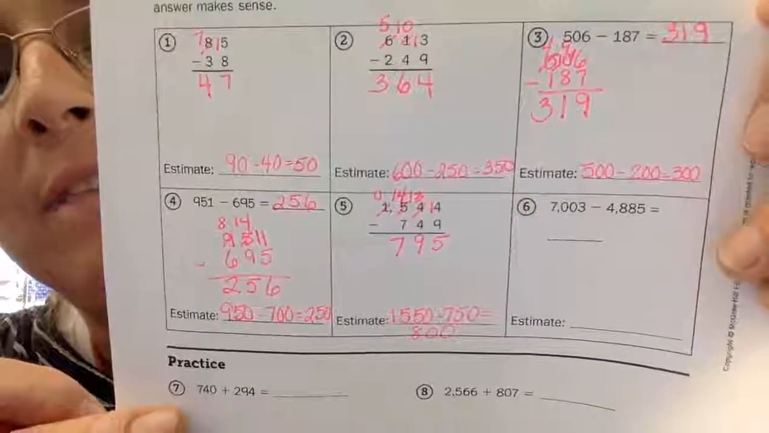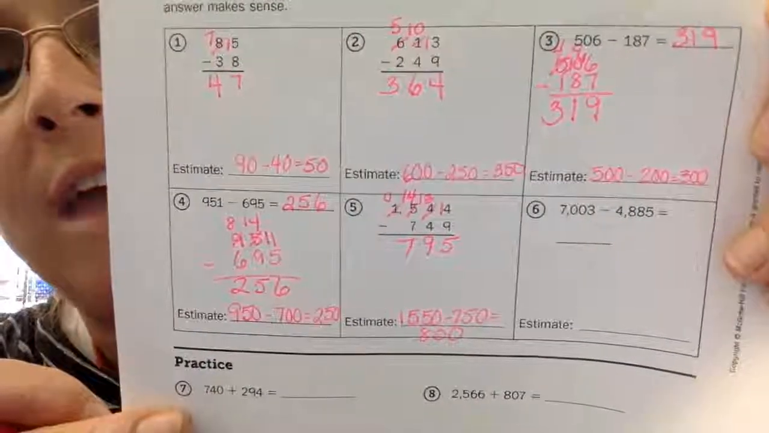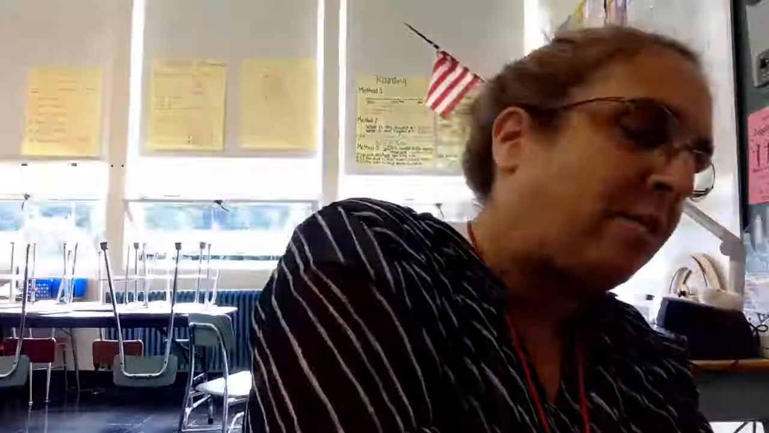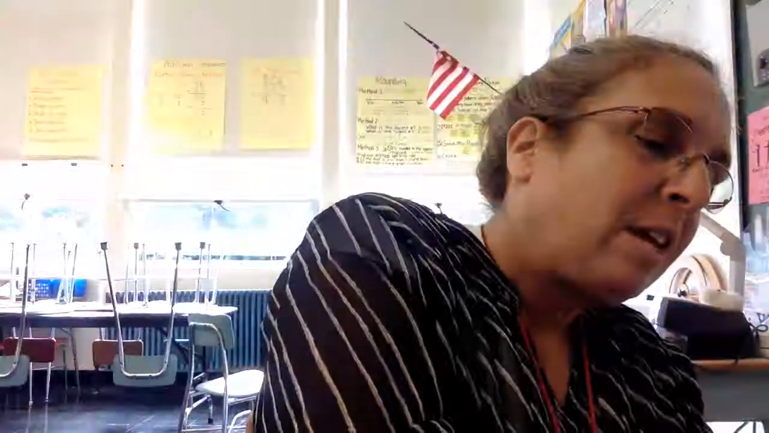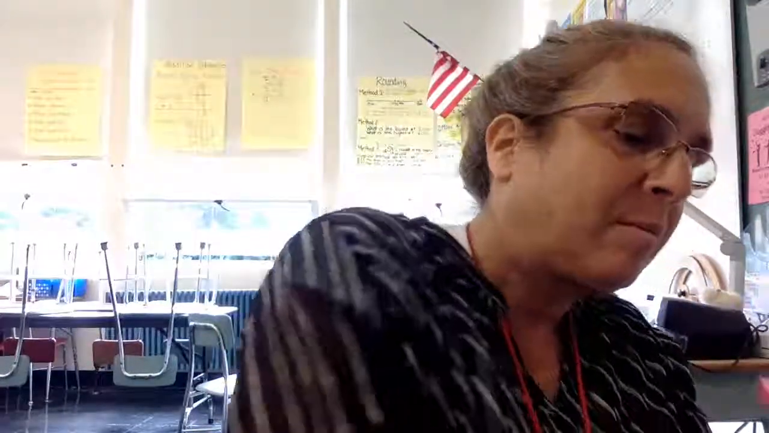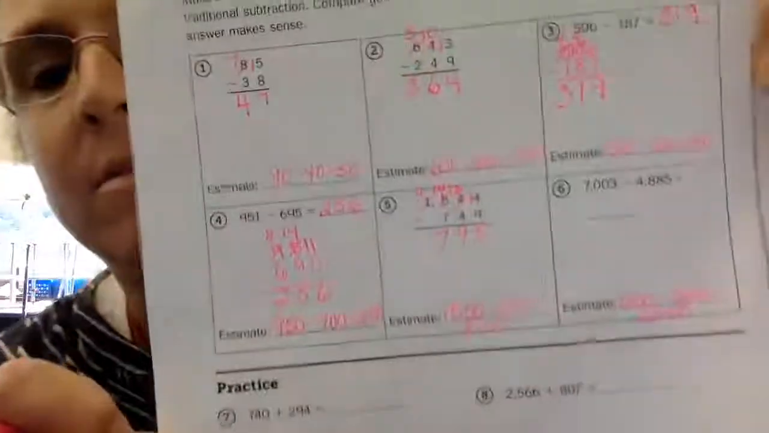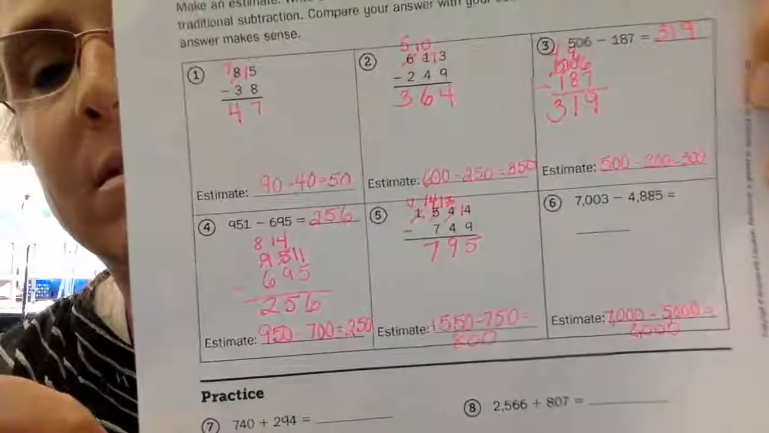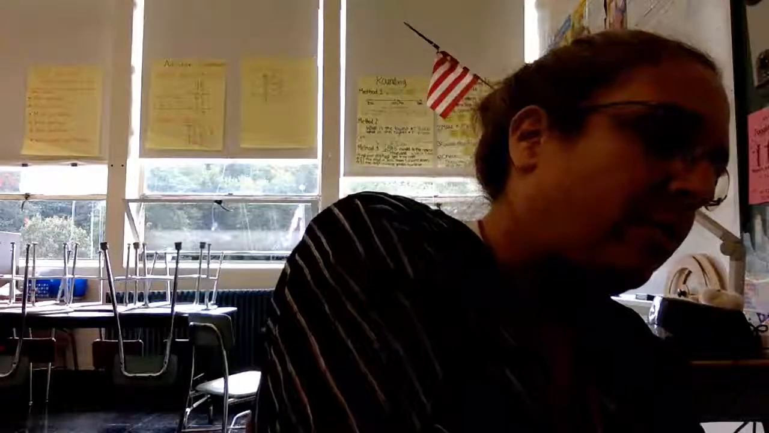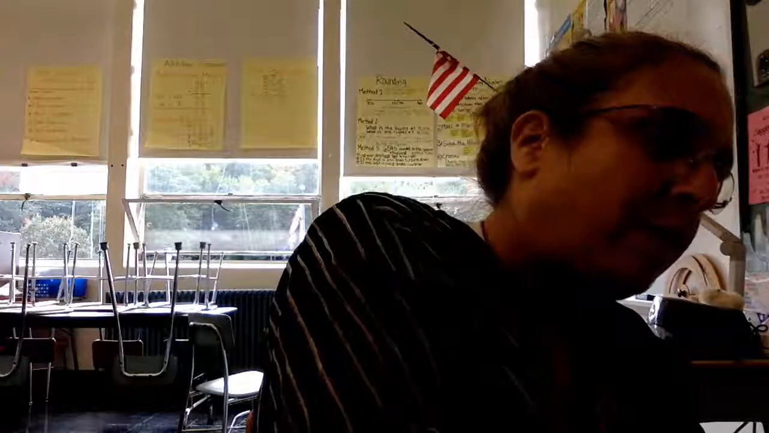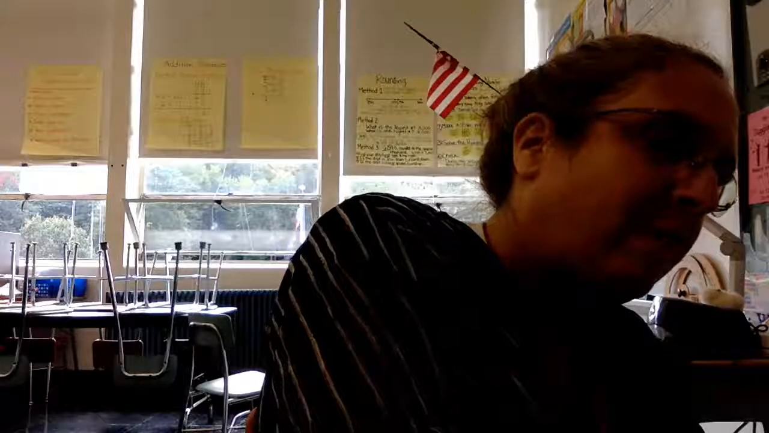So now the next one, 7,003 minus 4,885 equals. Okay, so my estimate is going to be 7,000 minus 5,000 equals 2,000. And now I'm going to rewrite this, 7,003 minus 4,885, so that it's easier to do.